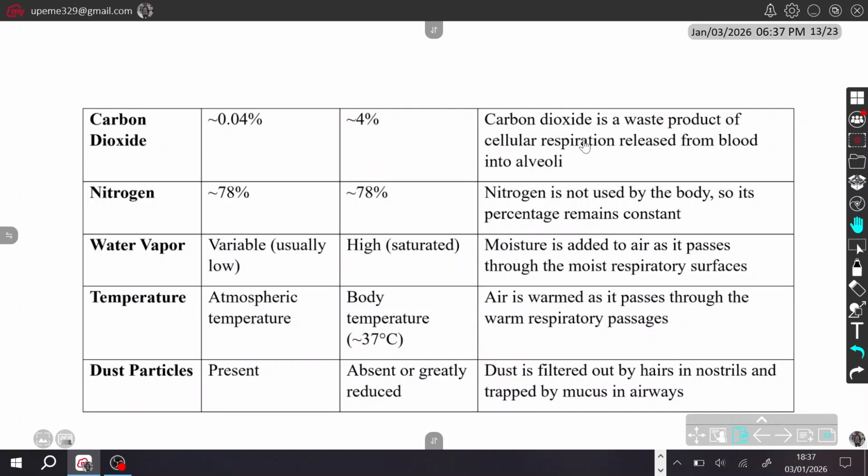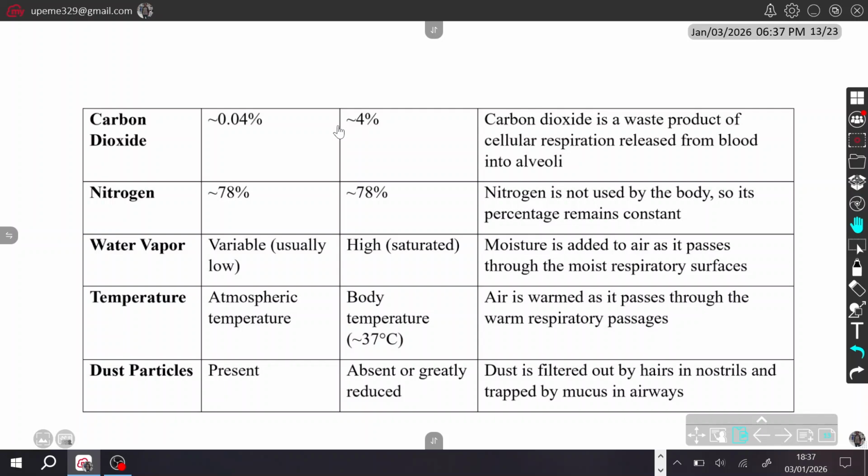Why? Because carbon dioxide is a waste product of cellular respiration. It is released from the blood into the alveoli. Meaning, when we breathe in air, we also breathe in carbon dioxide, which is already in the environment, at 0.04%. But as we breathe out, the other carbon dioxide, which is released from cell respiration, gets added so that the composition of carbon dioxide as it comes out is now 4%. It has increased.